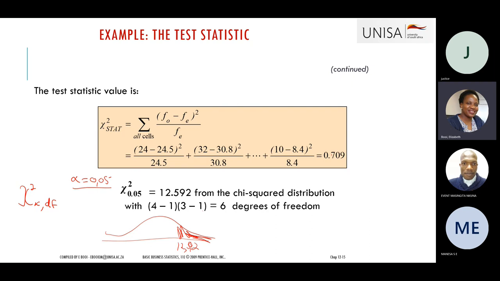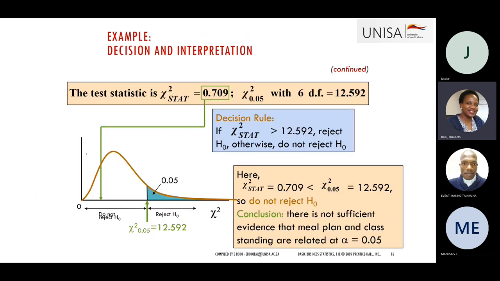Since our critical value is 12.592, we're going to take our test statistic, which is 0.7. Where does it fall? It will fall in the do not reject area. And therefore, because we know that the rule says if the test statistic is bigger than the critical value, reject the null hypothesis. Now we can conclude by saying the test statistic of 0.70 is less than the critical value of 12.592, so we do not reject the null hypothesis. We can conclude that there is not sufficient evidence that the meal plan and class standing are related. And that's how we do the hypothesis testing.